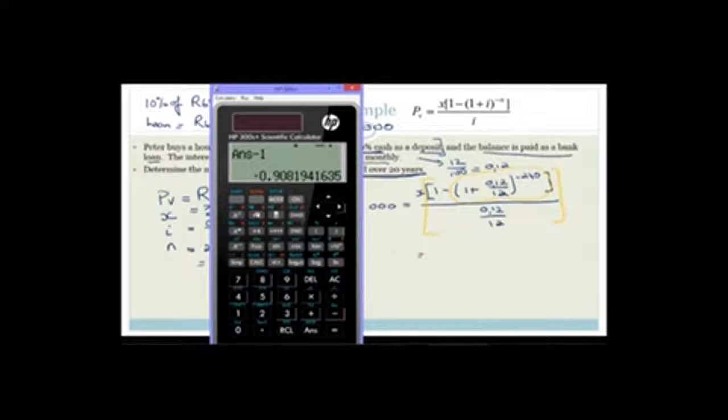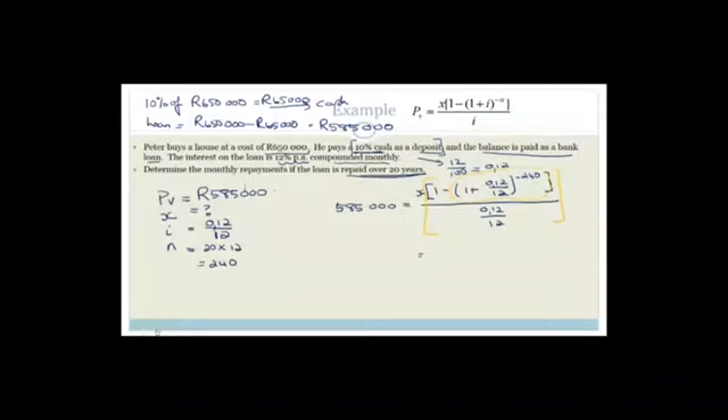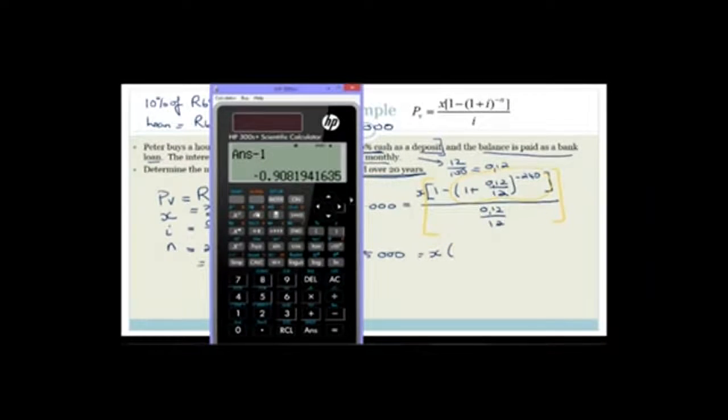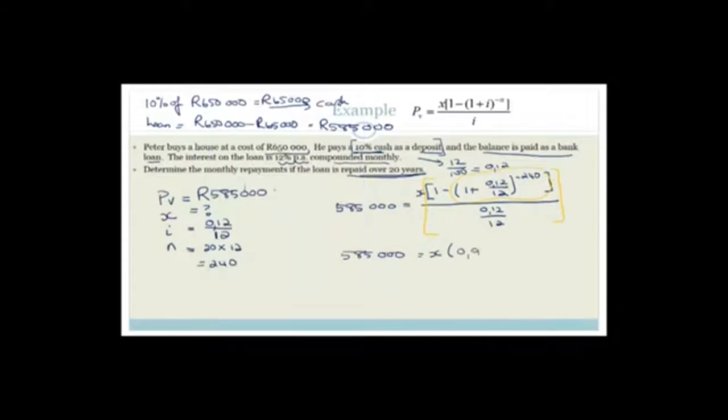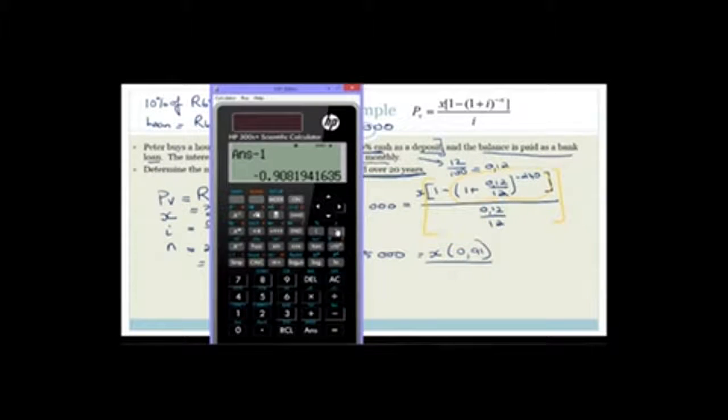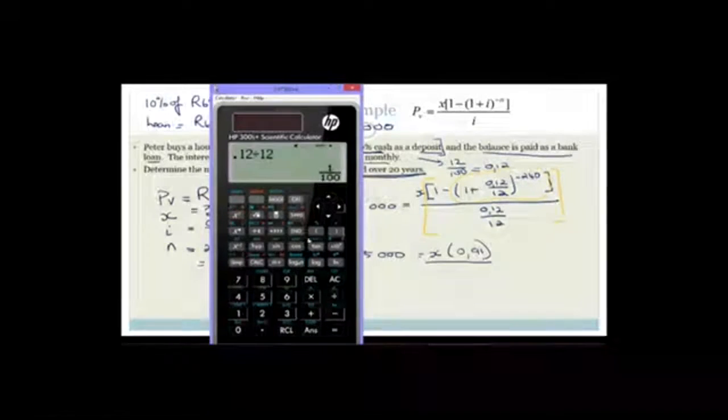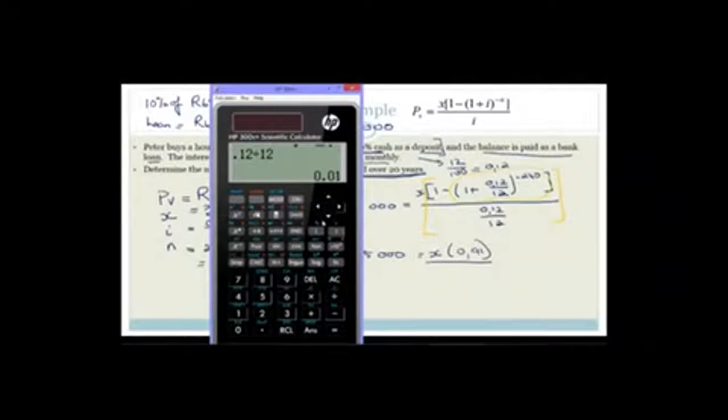So the correct answer here so far is going to be, where were we? 585,123 times, and what did we say it was? We said it was 0.91, and it's still divided by this fraction here. So let me show you how we're going to do that. If we do that, it's 0.12, which you should already know by now, divided by 12 is going to be 1/100th.